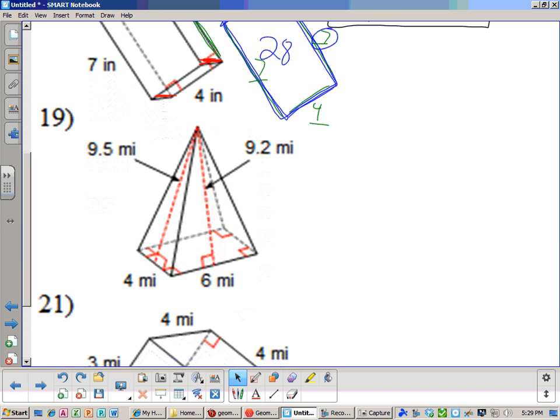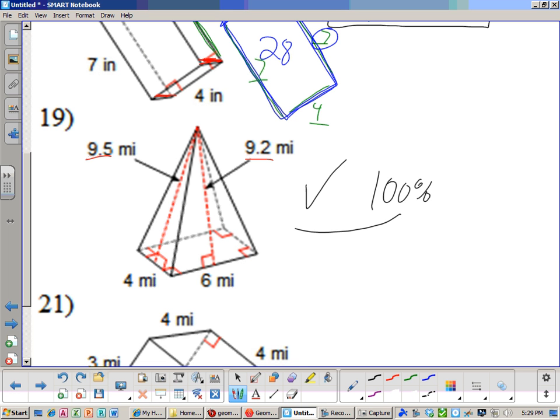Number 19 is a rectangular pyramid. This is surface area, so I'm just going to write. Oh, snap. I just noticed that it is 9.5 and 9.2. You probably don't understand what I'm saying, but this is an evil problem. I didn't notice I put it in here. Sorry, my mistake. I'm going to give everyone credit. Good job, everyone got credit for that one, 100%, just for this question though, not anything else. My fault, I didn't notice it was a bad question. Oh well, moving on.